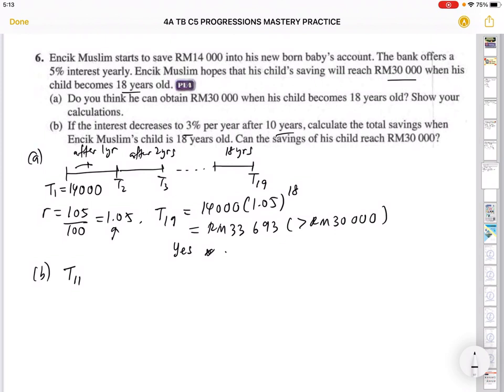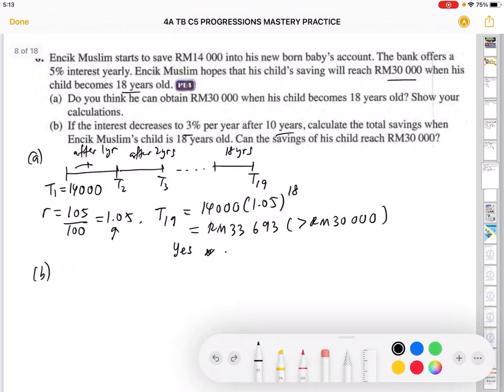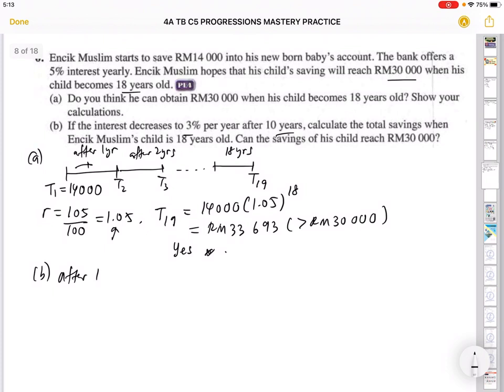Okay, should I write this for you? After 10 years, T11, this will be 14,000 times 1.05 power 10. So now this one I got 22,804.52. Now you can choose to not use so many decimal places. I use including the cent. Okay, so this is how much money he has at the end of the 10 years.